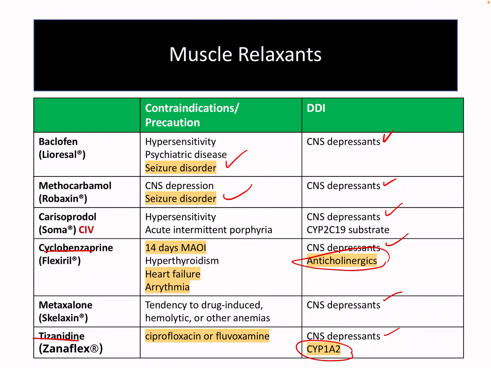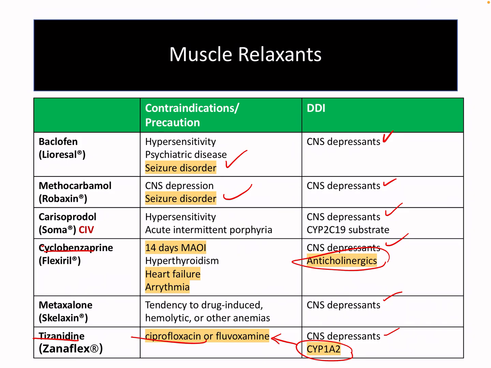CYP1A2 interactions. I've actually seen a patient get really, really hypotensive and bradycardic and almost die in the ICU due to this drug interaction between tizanidine and ciprofloxacin.